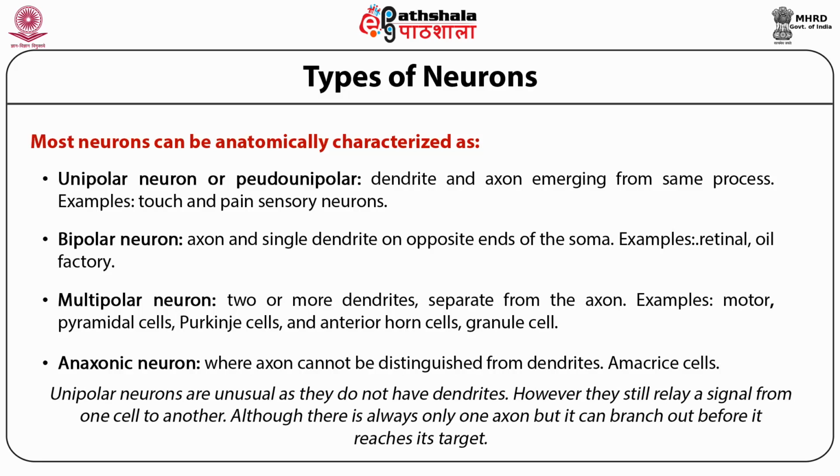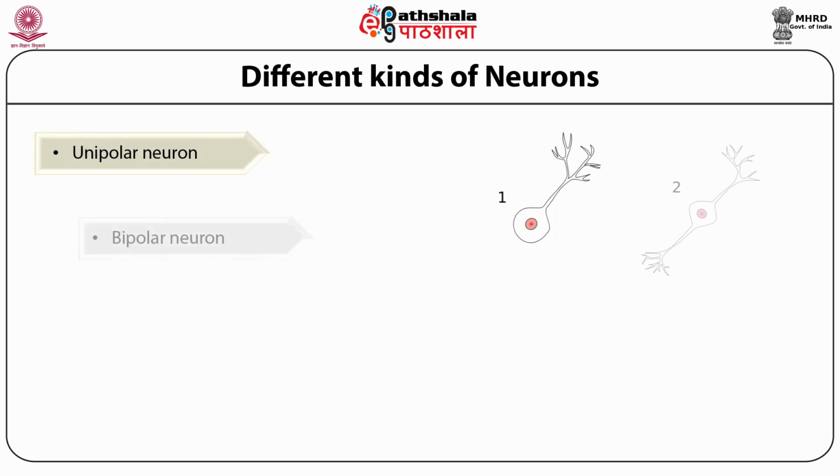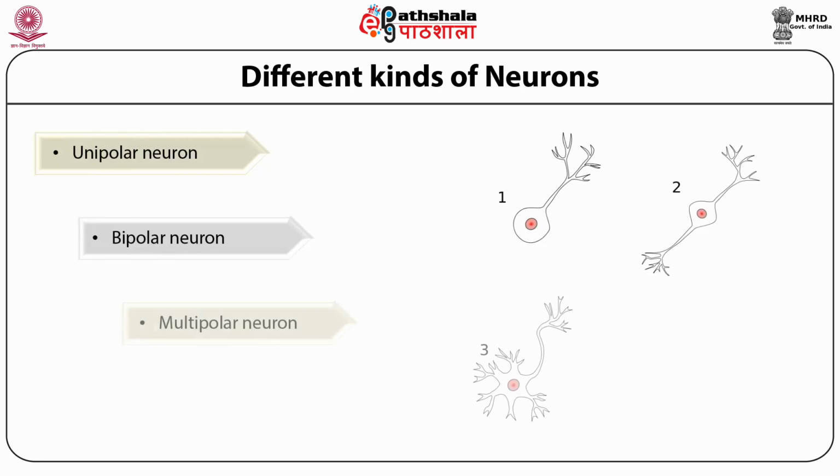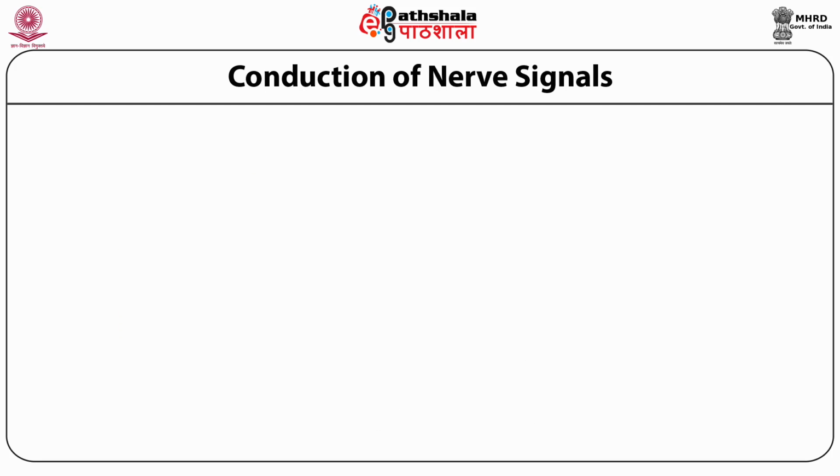Unipolar neurons are unusual as they do not have dendrites. However, they still relay a signal from one cell to another. Although there is always only one axon, it can branch out before it reaches its target. This figure is showing different kinds of neuron. The first one is unipolar neurons, the second one is bipolar, the third figure is showing multipolar neurons, and the fourth one is pseudo-unipolar neuron.